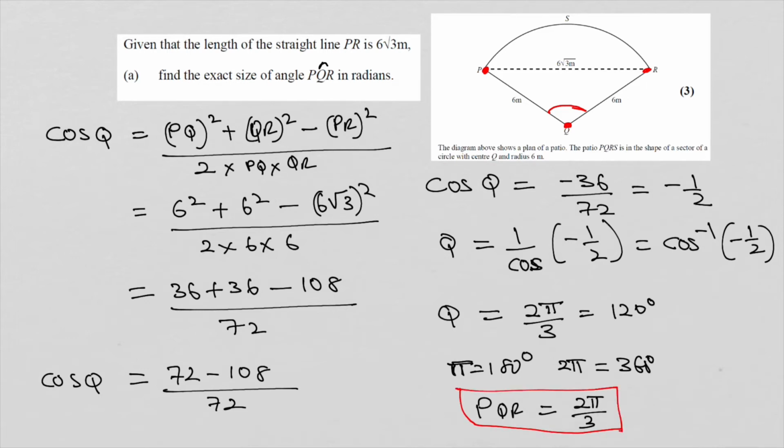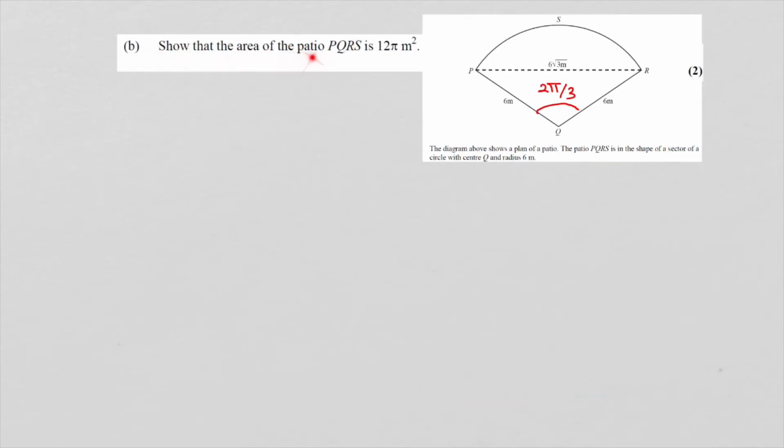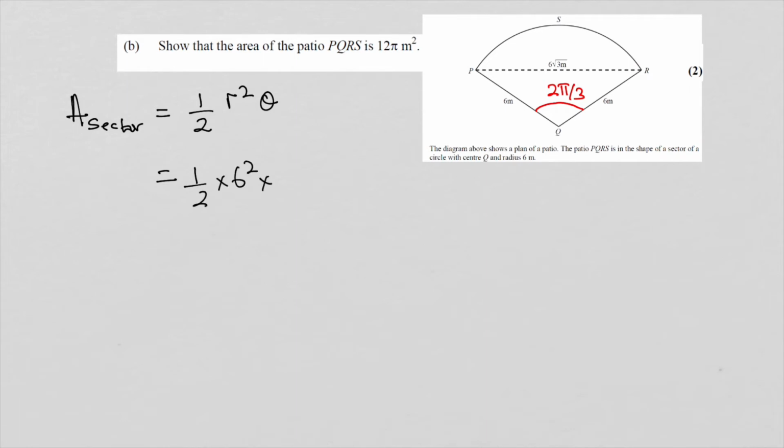Part B: show that the area of the patio PQRS is 12 pi meters squared. The angle of the patio here is 2 pi over 3. To find the area, because this is a sector, we need to use the area of a sector, which equals a half r squared times theta in radians. And we know r equals 6. So a half times 6 squared times 2 pi over 3.